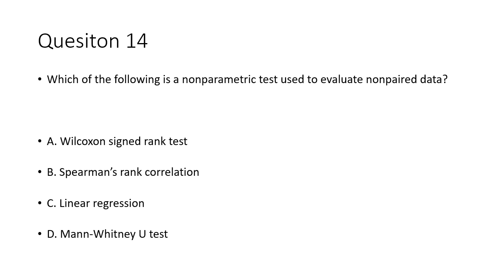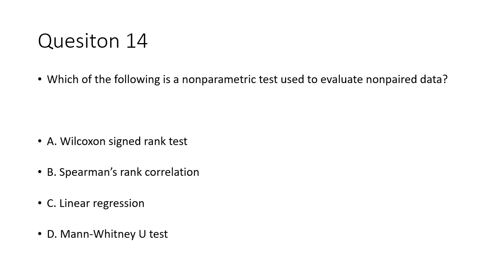All right, so the next question is, which of the following is a nonparametric test used to evaluate non-paired data? So we're already looking at nonparametric, so we're thinking non-normally distributed data, and we're looking at non-paired data here, okay? So would it be A, Wilcoxon signed rank test? B, the Spearman's rank correlation? C, a linear regression? Or D, the Mann-Whitney U-test? The correct answer here is D, the Mann-Whitney U-test.